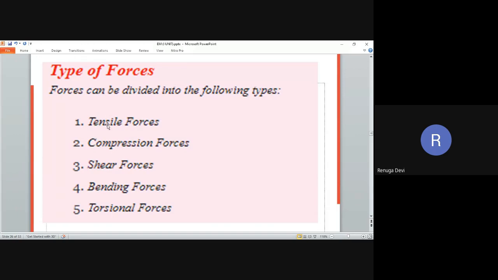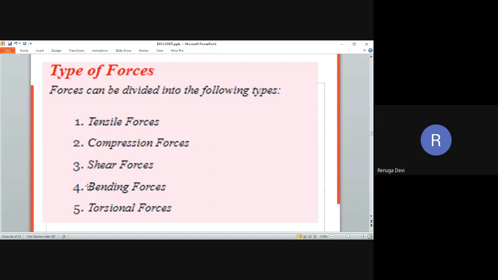So the difference between these is that the shear force is not like the tensile and compression, which are applied through the axis of the body. Axis of the body means the center of the body. Shear means one side is attached, and on the other side the force is applied tangentially. So partial deformation will take place in this case. Partial deformation.